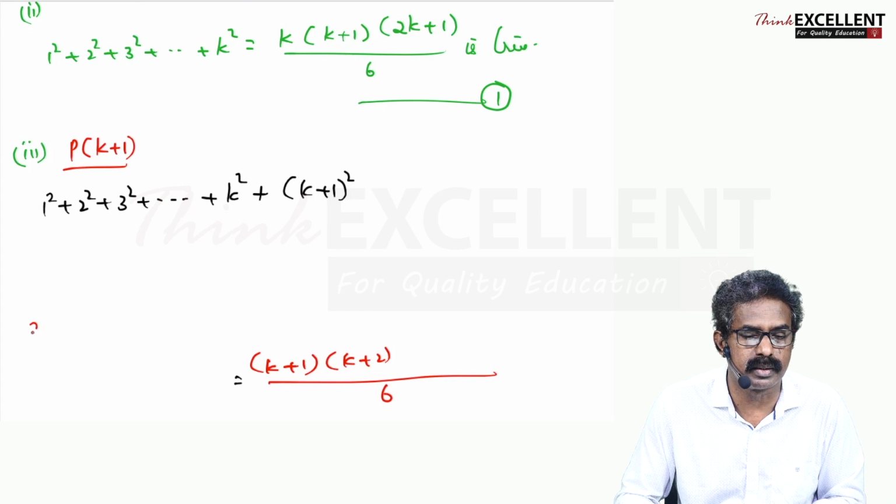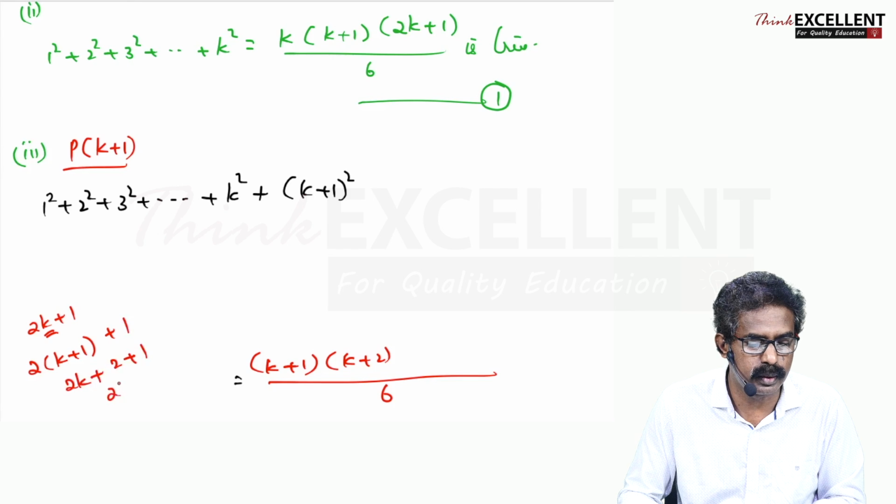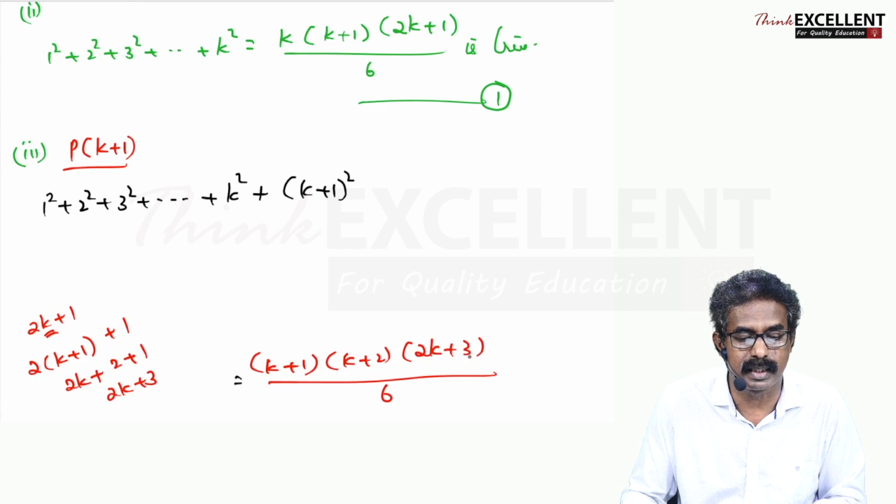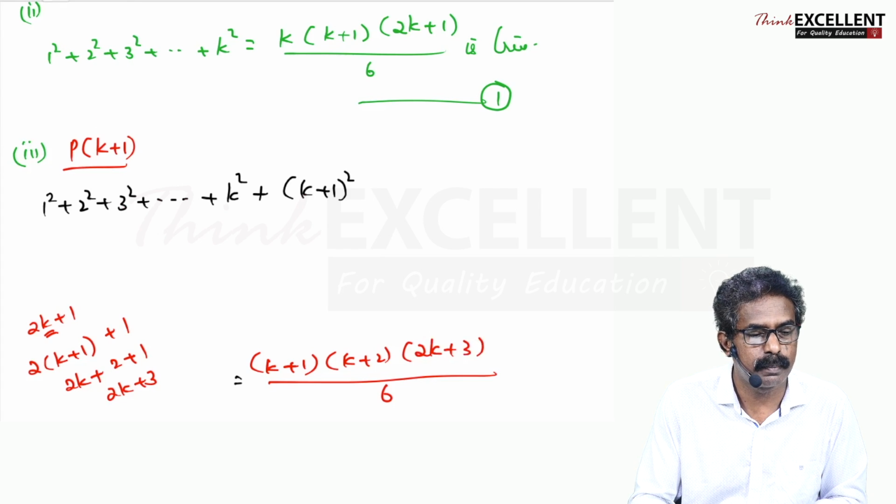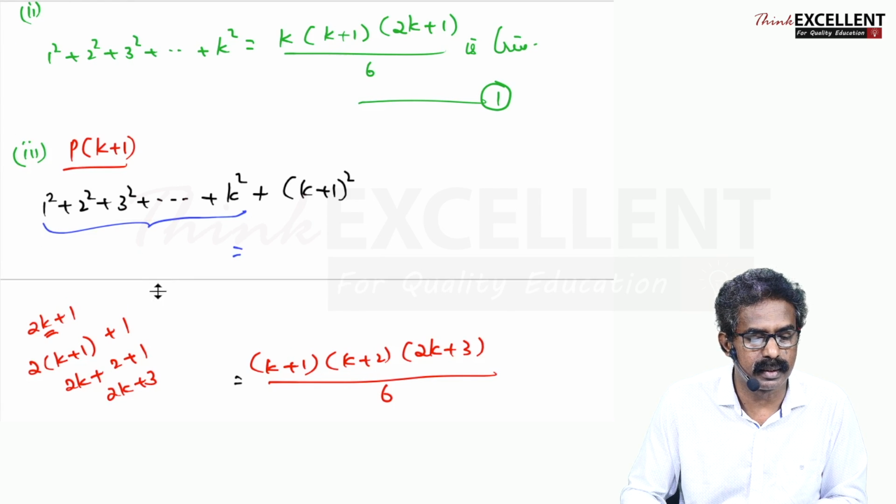So we write separately and see. 2k plus 1. Instead of k, you have to get k plus 1. 2 into k plus 1 plus 1. Multiply: 2k plus 2 plus 1, that is 2k plus 3. You are supposed to get this. 2k plus 3. Now let us see whether you're getting that answer. Like the previous question, we can do this. Please listen up to this. You know the answer.